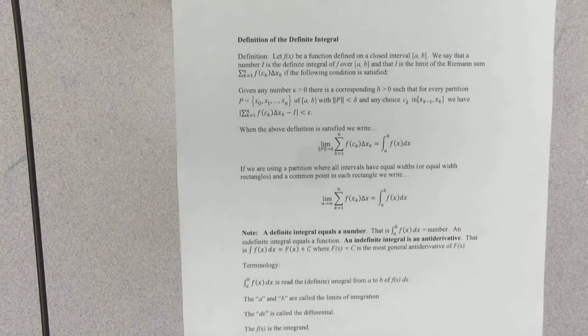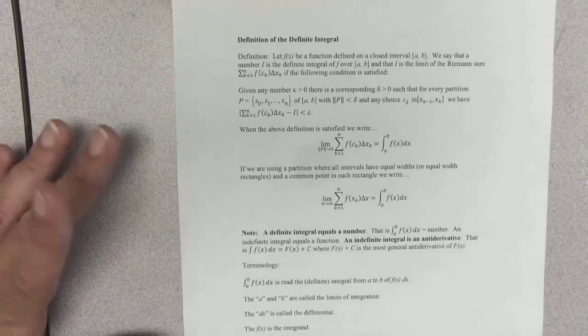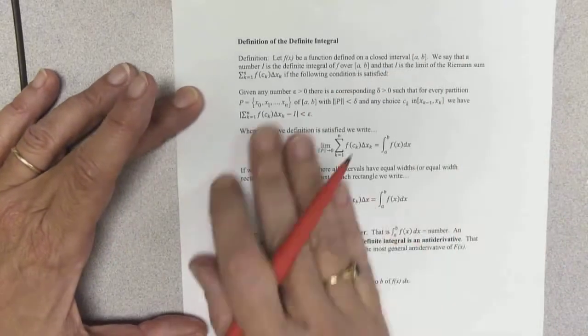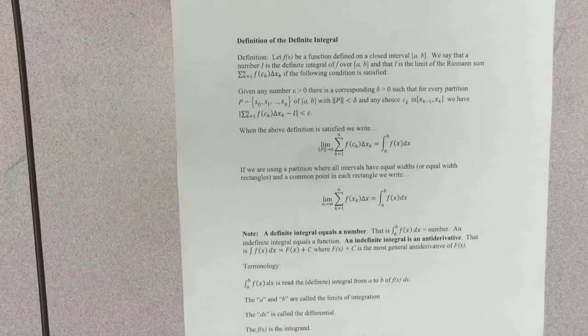Now we will talk a whole lot in the future about definite integrals that do represent area, but in general, definite integrals don't have to represent area. But what I want you to carry away from this definition is that the definite integral is a result of a limit of a Riemann sum, and a Riemann sum is that idea of adding up areas of infinitely many rectangles.